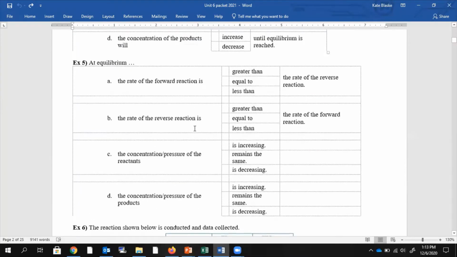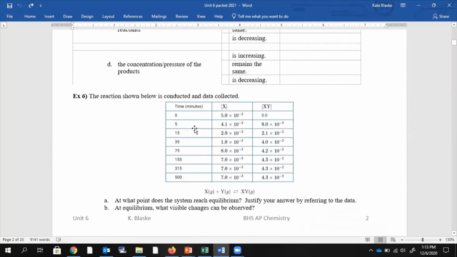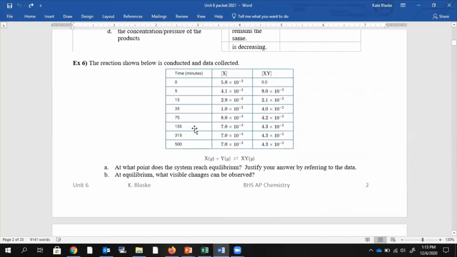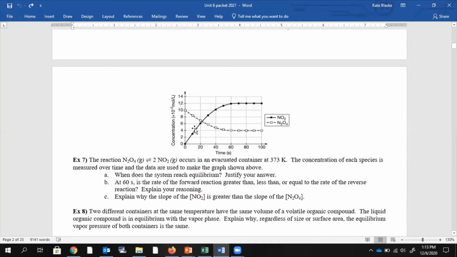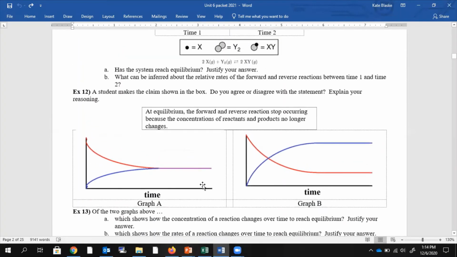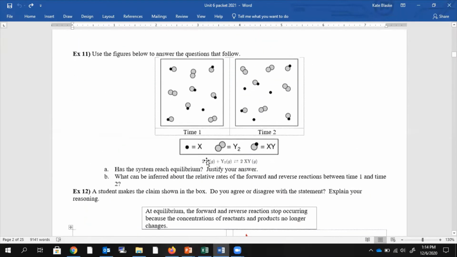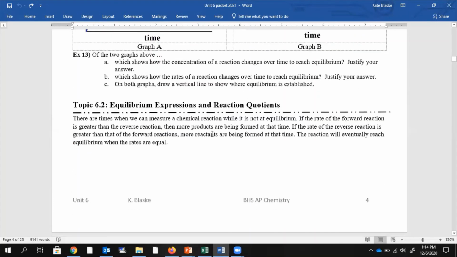There are a bunch of questions and example problems here, just making sure that you can follow along with what the data is telling you so that we can identify when things are in equilibrium and when things are not in equilibrium. We need to be able to see it both in terms of graphical representations and in terms of particle representations, and we will practice those in class.